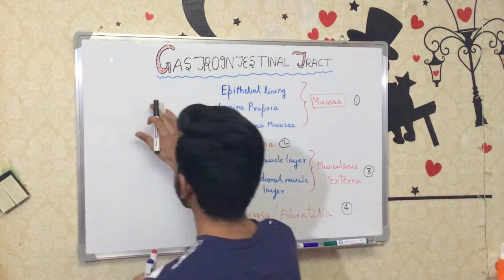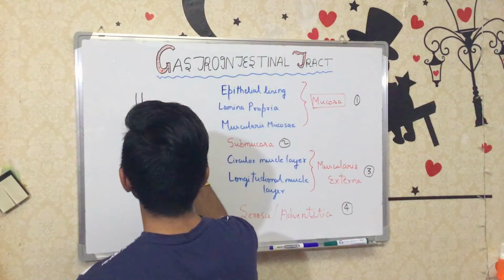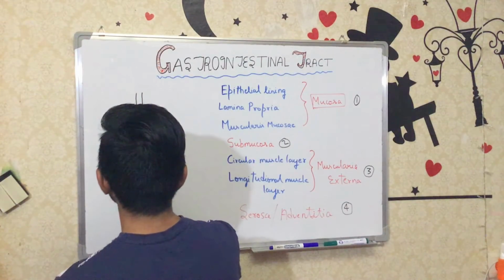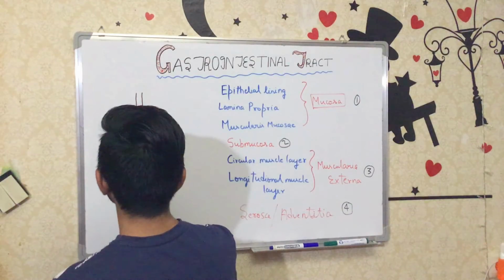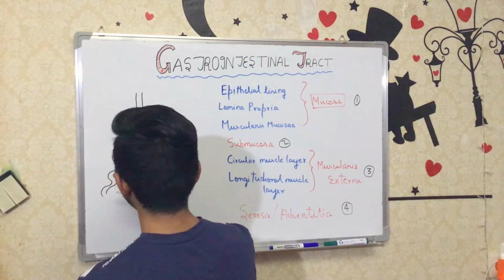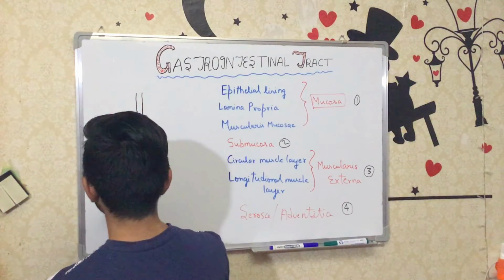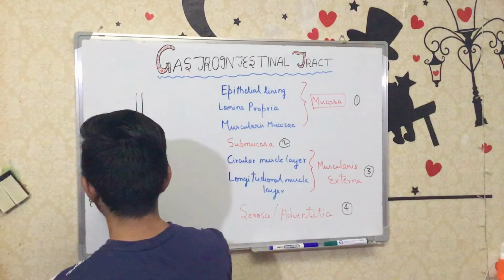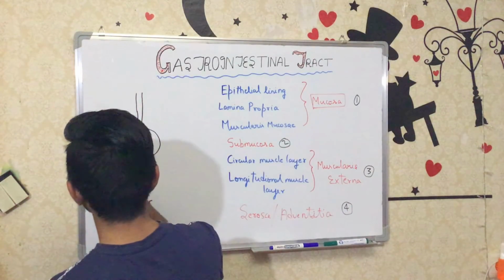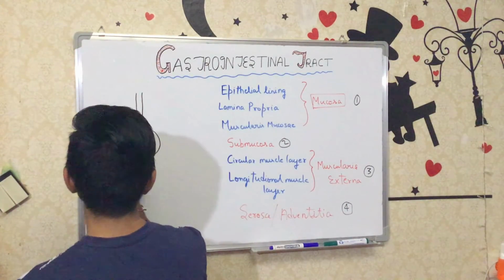I am drawing a rough diagram of our GIT. This is our esophagus, and this is our stomach over here. Then this continues into the small intestine. Over here it continues into the cecum. Here is our appendix, and here our large intestine is coming, like this.